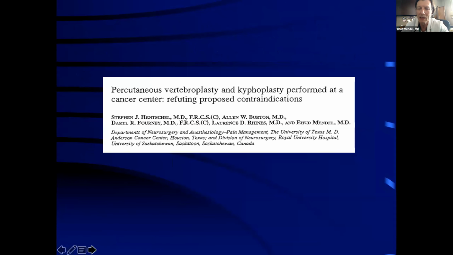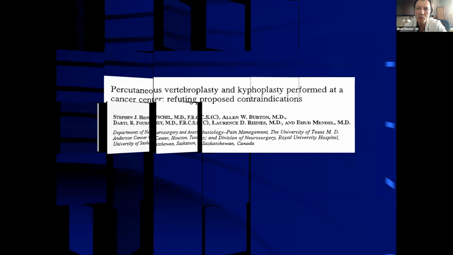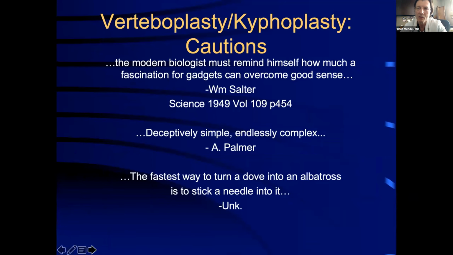We then started looking at a lot of these cases, and we published our data when it comes to the fact that in a lot of these cases, especially in patients with cancer that are unable to get out of bed, there is an option to refute some of those proposed contraindications. So I want to end by saying that vertebroplasty seems to be a straightforward, quick, easy procedure, but there can be a lot of issues involved, especially when it comes to needle placement. As I said, the fastest way to turn a dove into an albatross is to stick a needle into it.